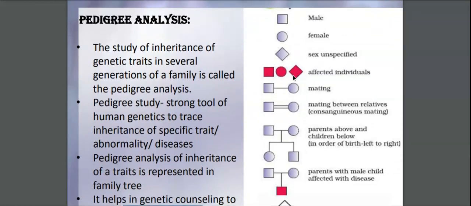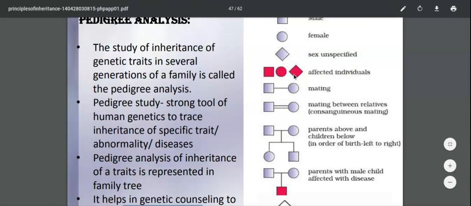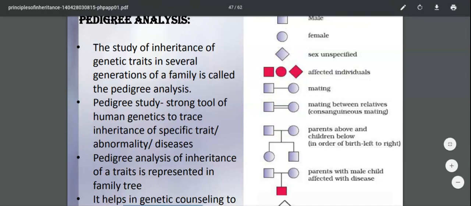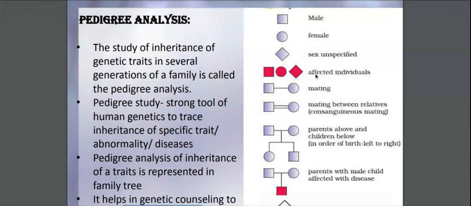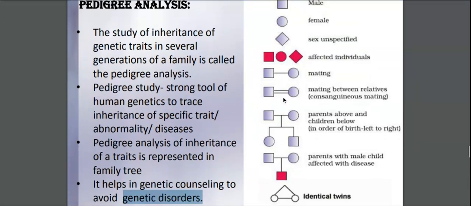If it is shaded, and here shading is shown using the color red, when you are drawing, you will draw it unshaded here, and shaded here. Shaded means it's an affected individual who has the trait or the abnormality or the disease in question. This shows mating or marriage. This is very interesting: if there are two lines, it means that the marriage or the mating has taken place between blood relations or very close relatives.